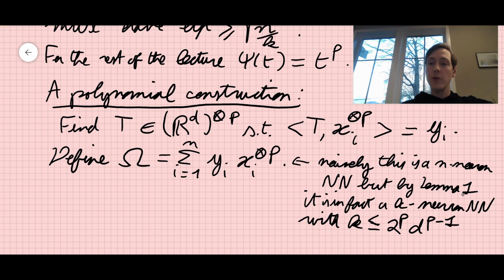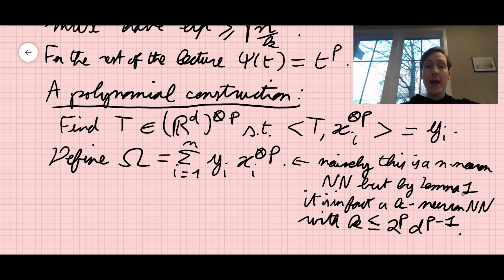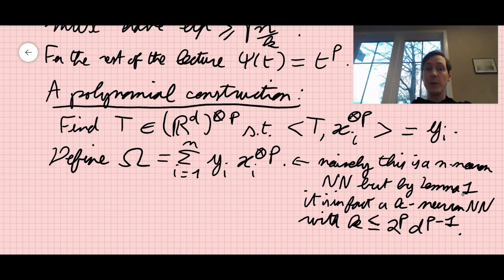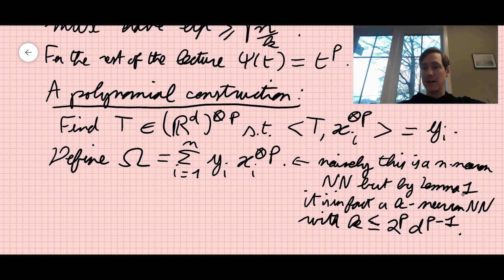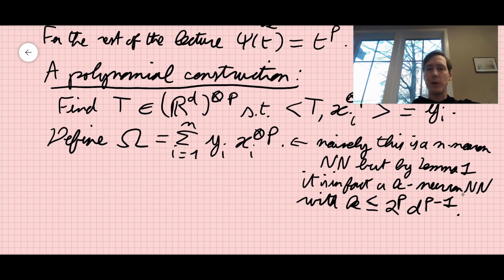Okay, you remember this was the fact that you can always write a tensor as a sum of 2 to the p times d to the p minus 1 rank 1 symmetric tensors. So you can rewrite omega. In fact, there is a rewriting of omega into a smaller, more compact representation where instead of n, you have only k neurons, where k is less than 2 to the p d to the p minus 1.